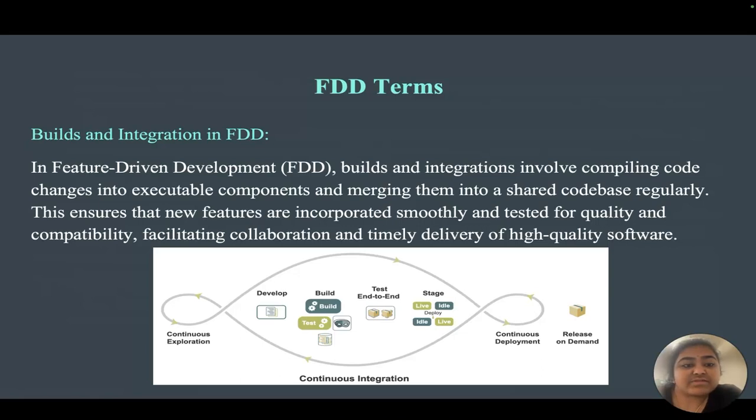Next one of the terms is builds and integration in the FDD, which is feature-driven development. Builds and integration involve compiling the code and changes into executable components and merging them into the shared code base regularly. This ensures the new features are incorporated smoothly and tested for quality and compatibility, facilitating collaboration and timely delivery of high quality software.